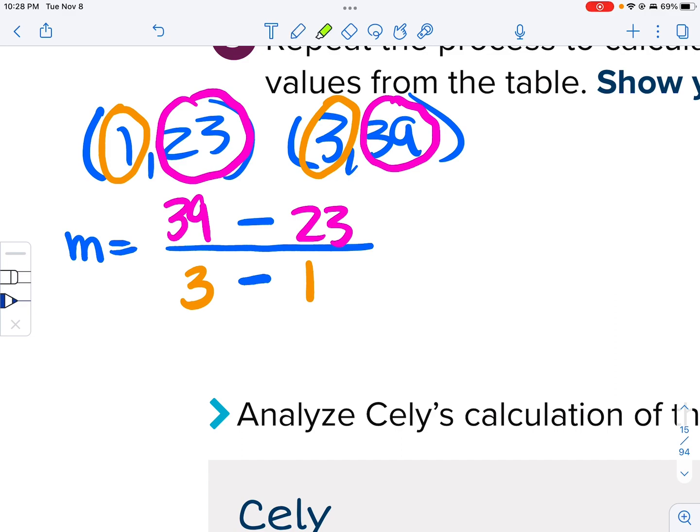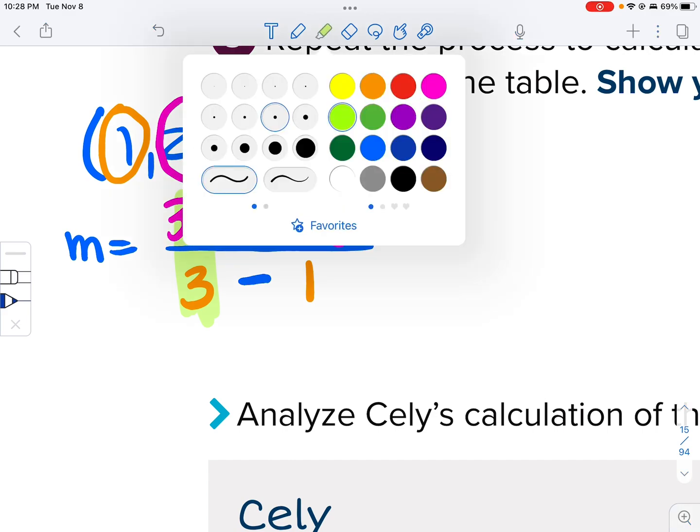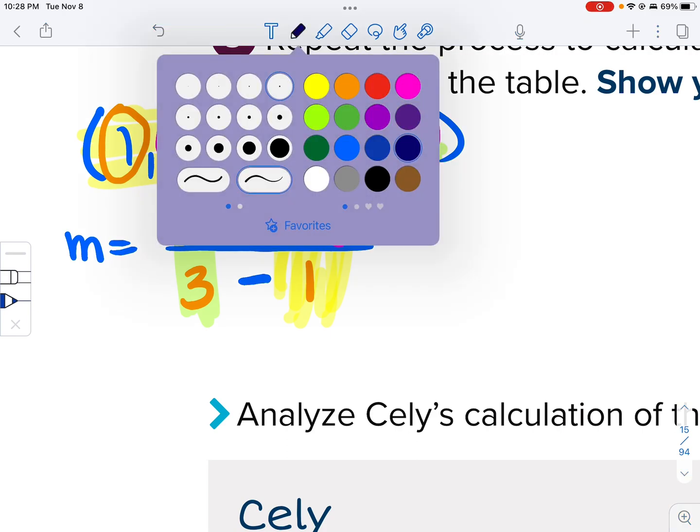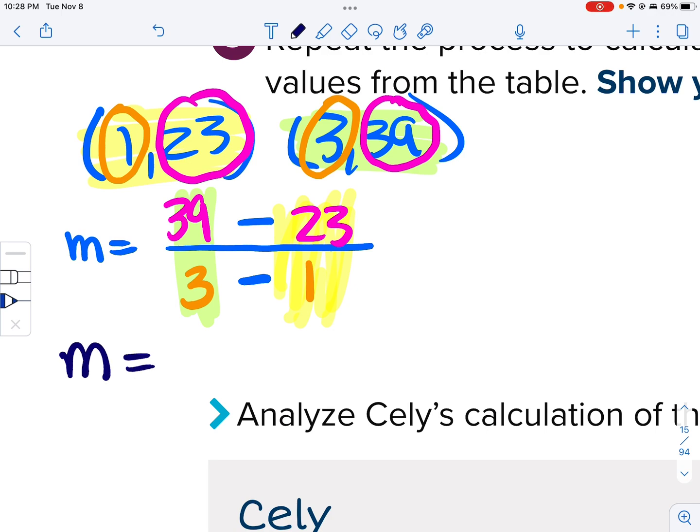Notice, boys and girls, these two come from the same point. And then these two, they come from the same point. So they have to line up nicely. When I do this, I'm going to get 16 over 2, which is 8.